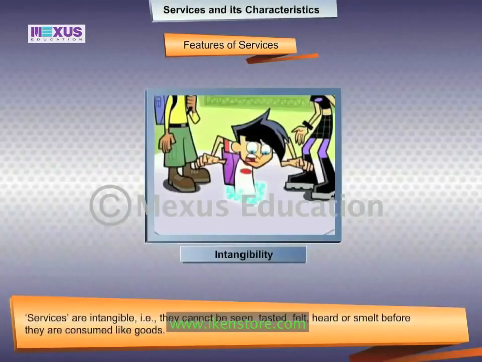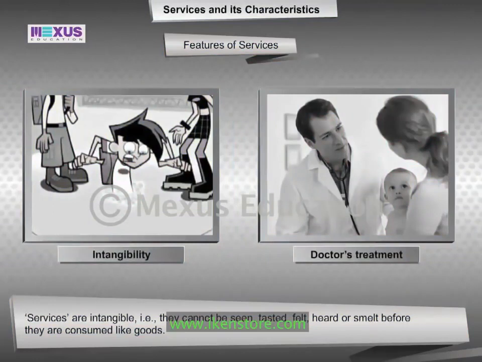Intangibility. Services are intangible, that is, they cannot be seen, tasted, felt, heard or smelt before they are consumed like goods. They are experiential in nature. One cannot taste a doctor's treatment and can only experience it.